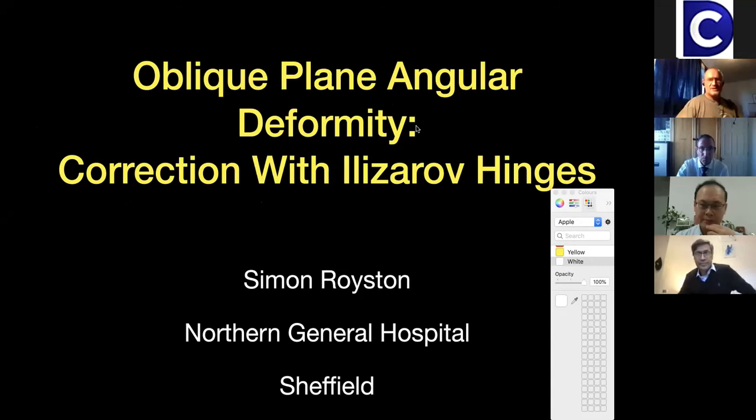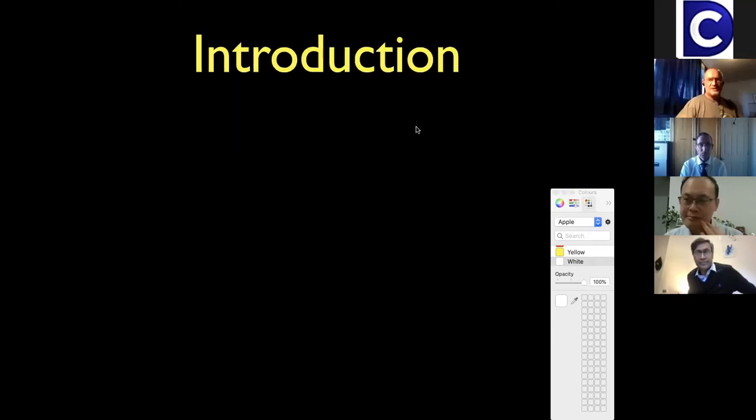Obviously, this is one of many ways this can be done. People use hexapod-like devices, people use internal metalwork. I think if you can understand how one would correct an oblique plane deformity with an Ilizarov frame, that helps you to understand the importance of everything that Professor Zhang has just said to us. So I hope to repeat a little bit of what he said and then perhaps move us on and maybe show you why understanding this surgical technique helps you to understand the basic principles.